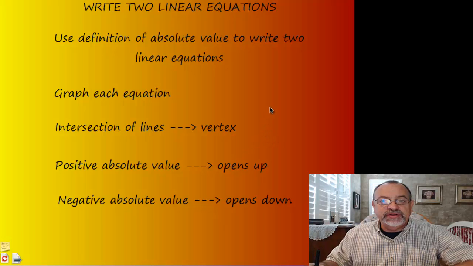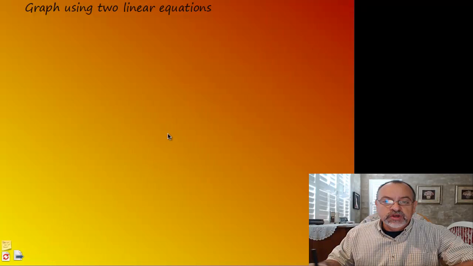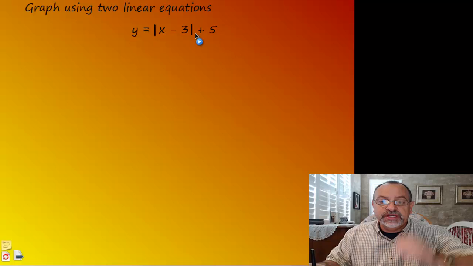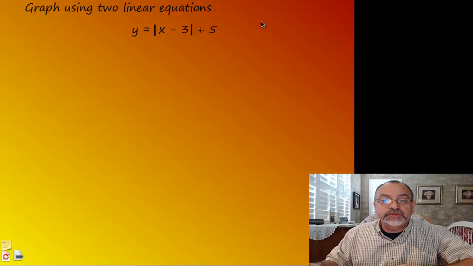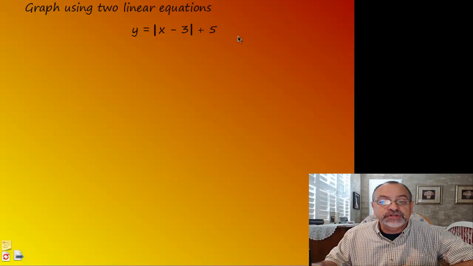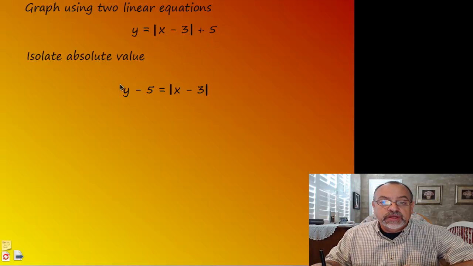And that's going to be very important to know when we go to graph these, because we are going to have two lines, but we're only going to use parts of these lines in order to actually come up with the absolute value graph. So what we're going to do is take an absolute value equation like this, and solve it like we did earlier this year. So we need to isolate the absolute value, and to do that we're going to subtract 5 from both sides.